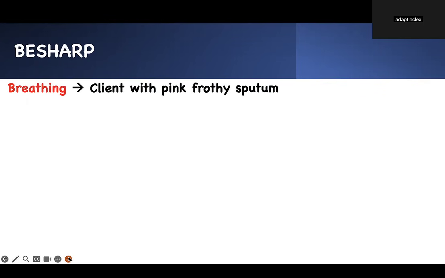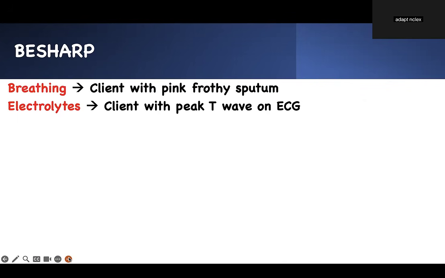This has to be a priority, but you've got to go through all the answer choices they've given you and select if the B is the priority. This is not in order. It doesn't mean you've got to do ABC. I just go down by the way of the acronym. So you do the B, you check if the patient has an electrolyte problem. An example is what? A client with a peaked T wave on the EKG. This patient has hyperkalemia. It's a bad problem, right?